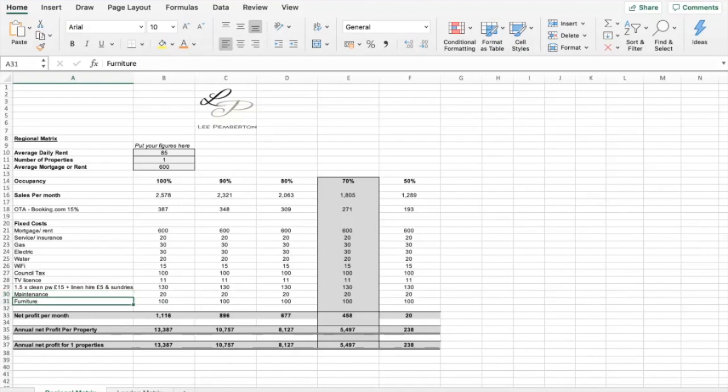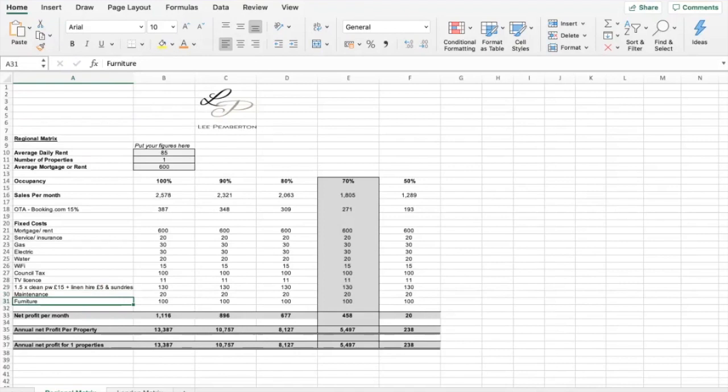And then the furniture. I'm saying that we're going to be hiring in the furniture because it's all about the cash flow. You can buy the furniture if you want to, but I'd recommend hiring furniture in, so it's paid out on a monthly basis, and it just helps with cash flow. So I've assumed here £100 per month for a 1-bedroom property. If you're doing it on a rent-to-rent basis, you're going to be renting the furniture for sort of 3 to 5 years. So that would be £100 a month.